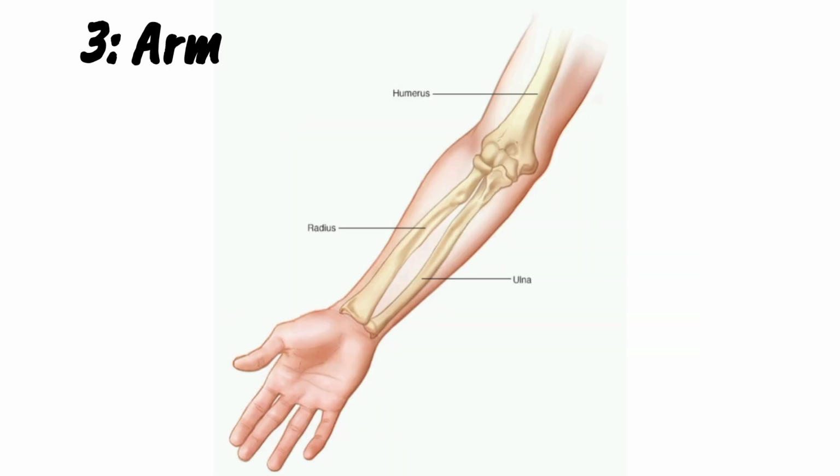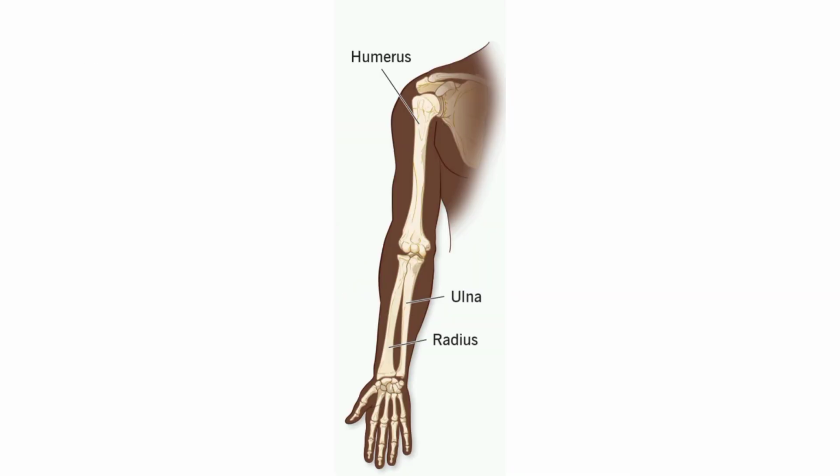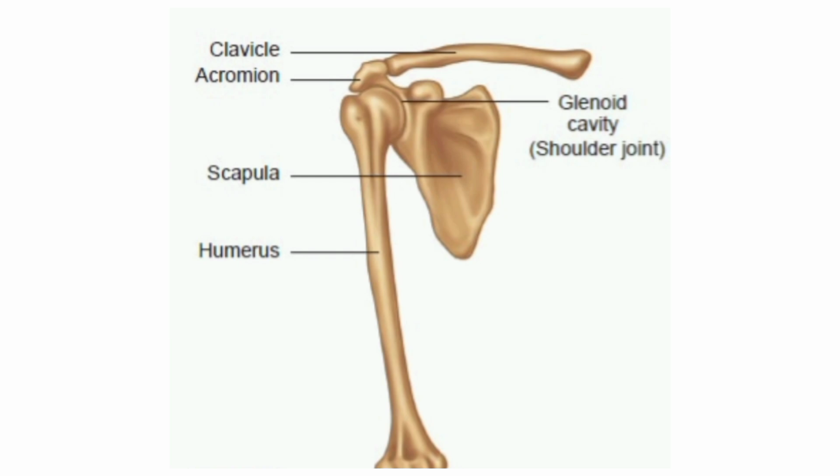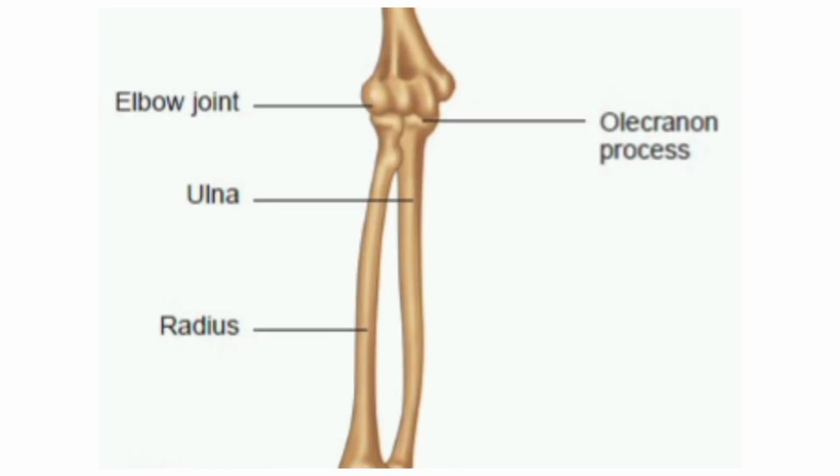Arm. The arm contains a single long bone, the humerus. Its head forms the shoulder joint, and its lower end connects to the radius and ulna at the elbow.